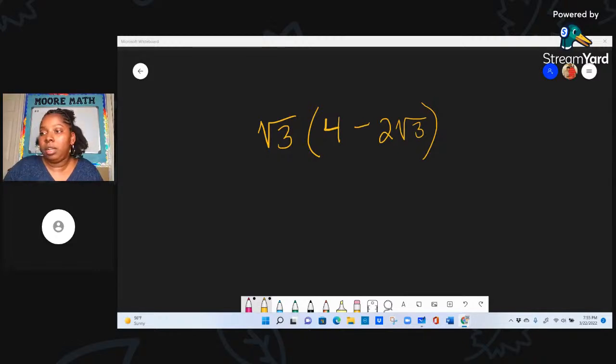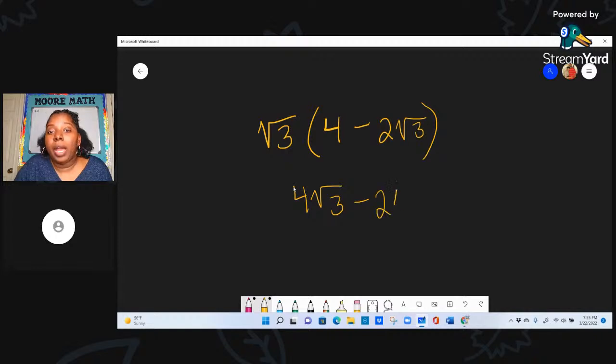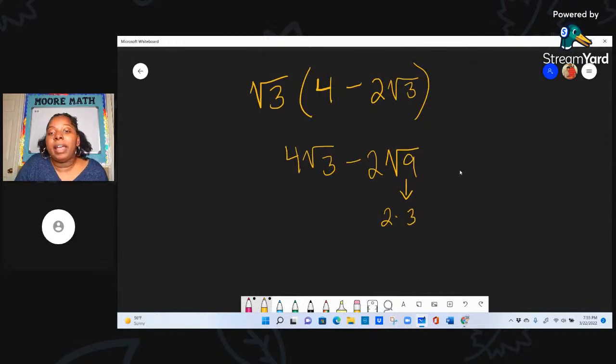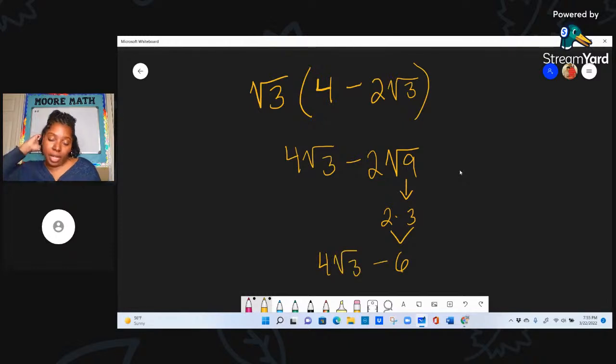I think I got it. Okay, tell me. 4 square root of 3 minus 2 square root of 9. Okay, good. And what's the square root of 9? 3. Good. So 2 times 3 is what? 6. So you could simplify that further. If you have a perfect square, just simplify it further and you're good. And that's your answer.